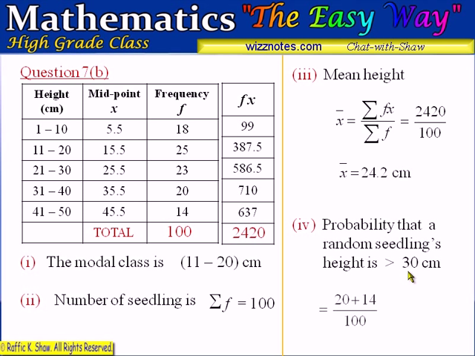So the probability would be 20 plus 14 divided by 100. That's 34 out of the 100 seedlings having a height greater than 30 centimeters, and that probability reduces to 17 out of 50. So that's the probability of randomly selecting a seedling with a height greater than 30 centimeters: 17 divided by 50. And that's the answer for that part of the question, and that's the answer for question 7.